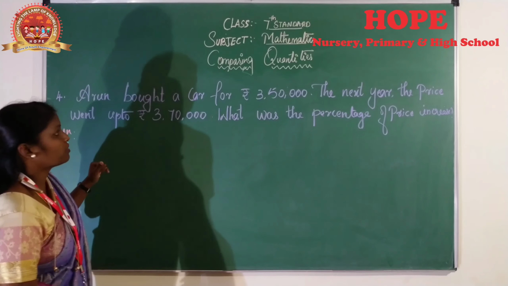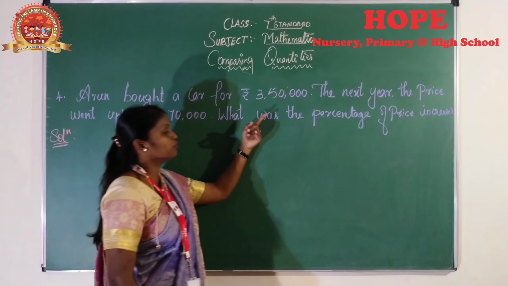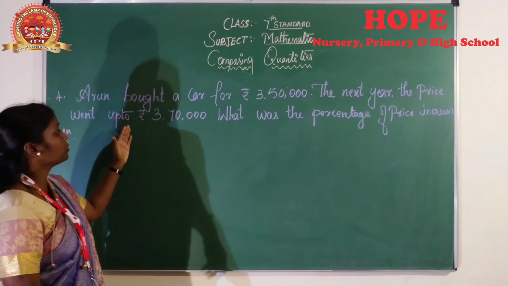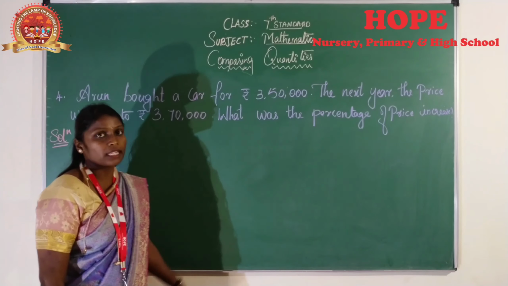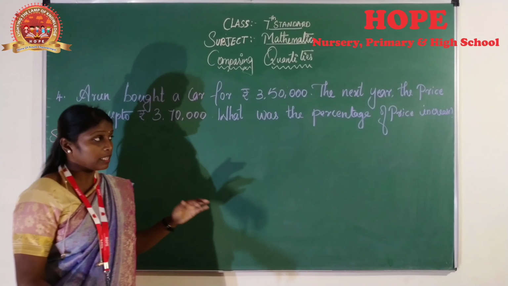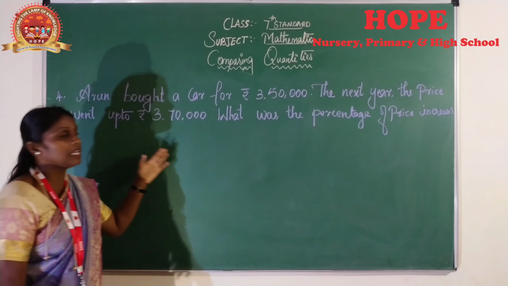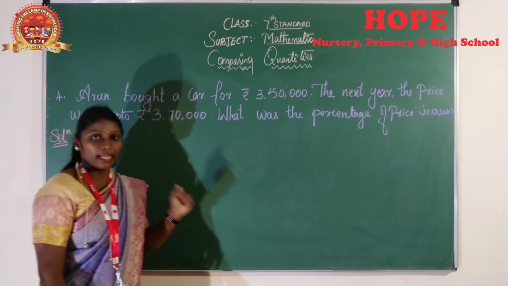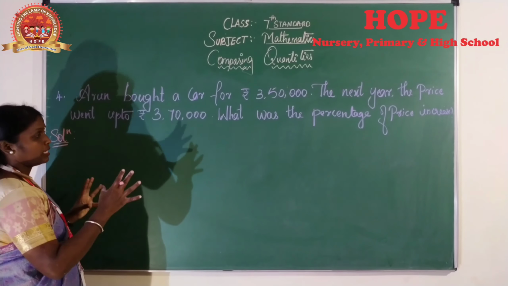Yes, there is another question for us. Arun bought a car for rupees 3,50,000. The next year, the price went up to 3,70,000. What was the percentage of price increase? Arun bought a car for 3,50,000. The very next year, the price went up to rupees 3,70,000. What was the percentage of price increase? So we have to find out the percentage of the price increase.